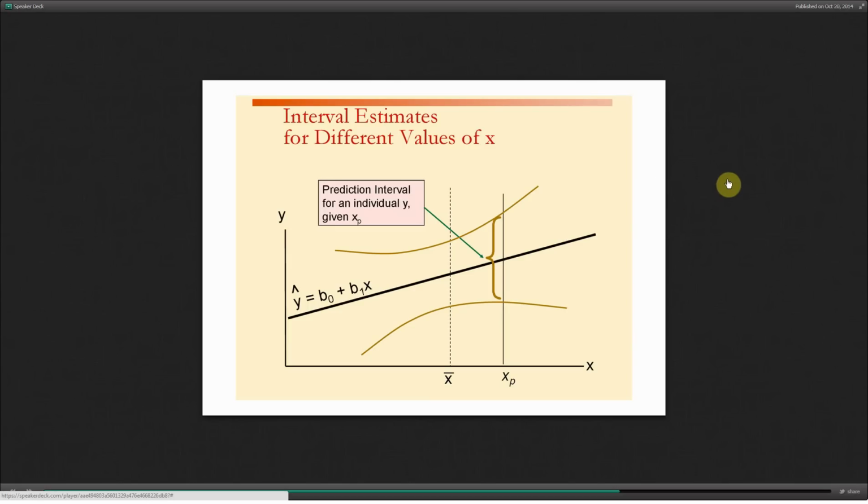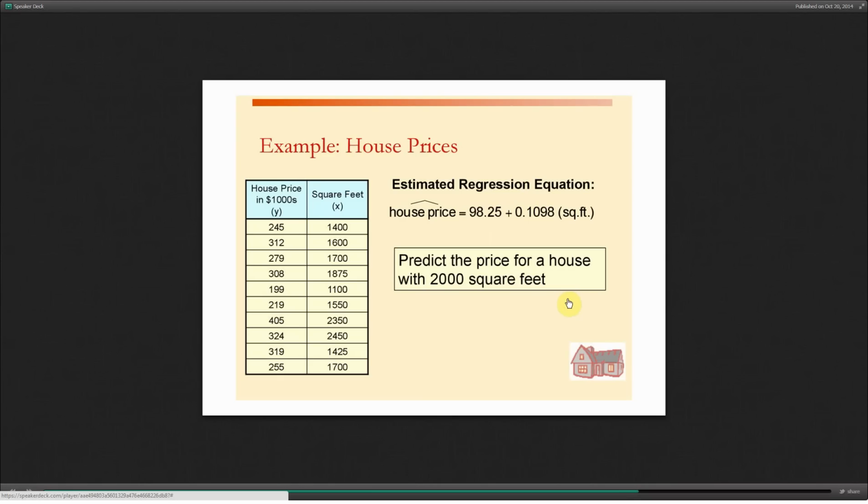So the farther away I get from the mean, the less accurate my prediction is. Okay, let's take a look at this. Let's just say I want to predict the house prices for 2,000 square feet. Notice that 2,000 is not one of my sample points for square foot. So I'm going to take 2,000, multiply it by this slope, and then add it to the intercept, and that's going to be my estimate.